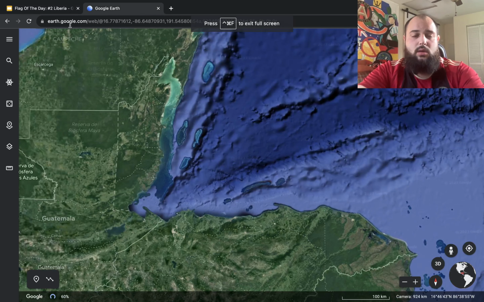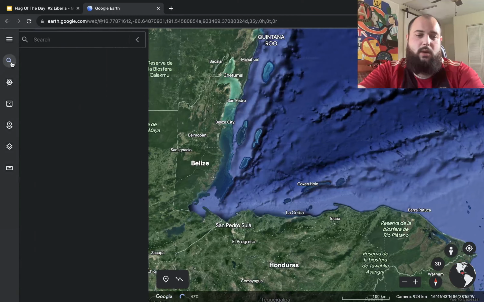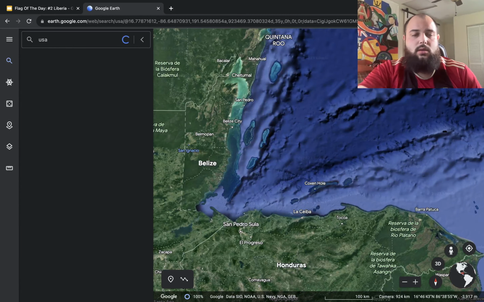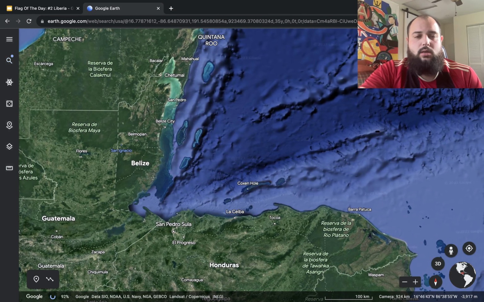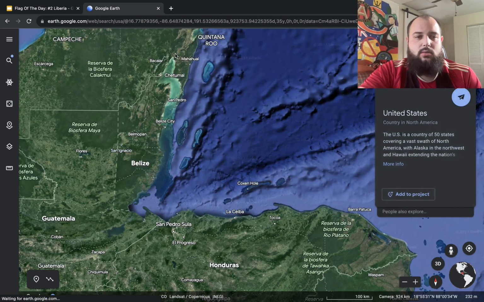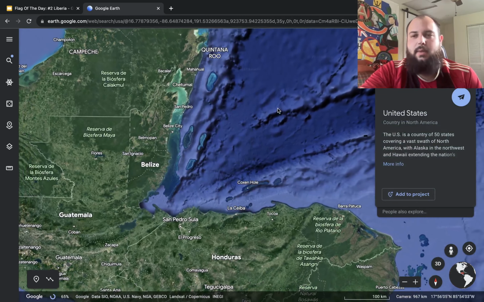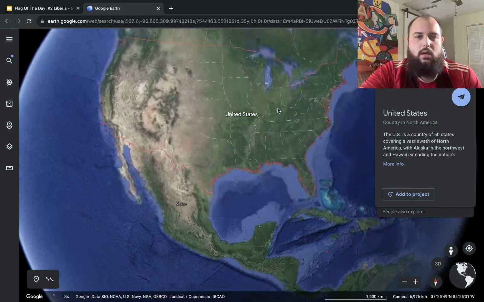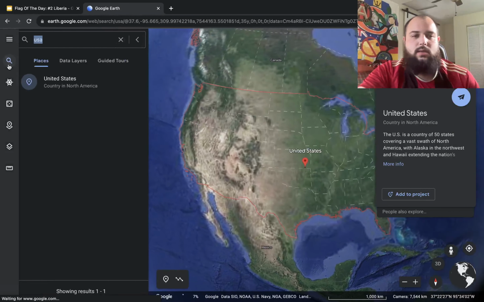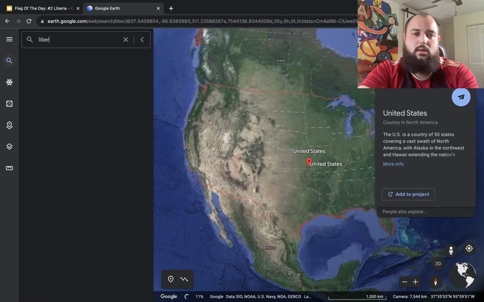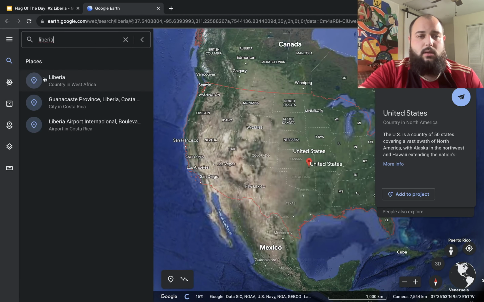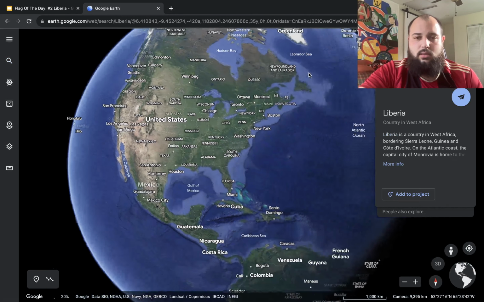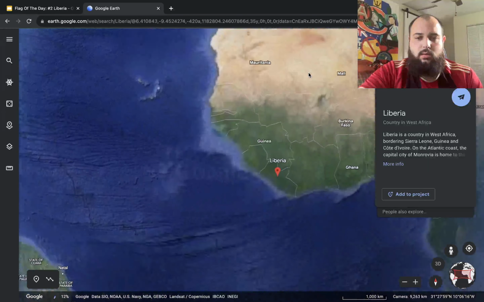We can go to Google Maps, and I'll show you guys where we're at. That is from our last one. We were talking about Belize. We'll go to United States, and we'll show you where it is in reference to. Here we go. Alright, so here we are, United States, and I told you that Liberia is in Africa. Liberia is in West Africa, and let's head there.